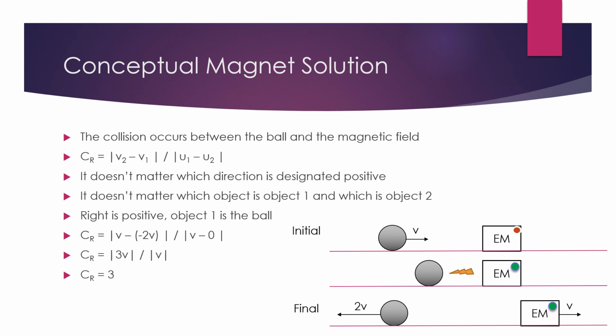Velocities from the final condition go on top, and velocities from the initial conditions go on the bottom. We arrive at CR equals 3, making it a super elastic collision.